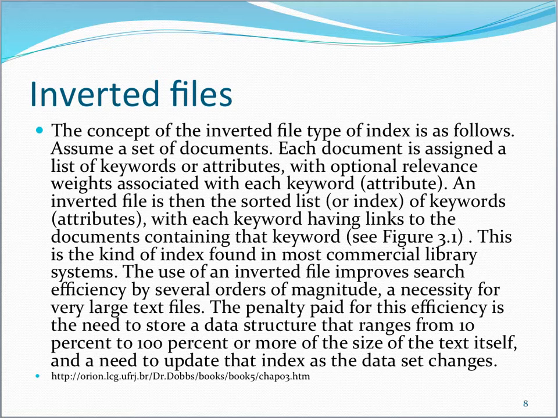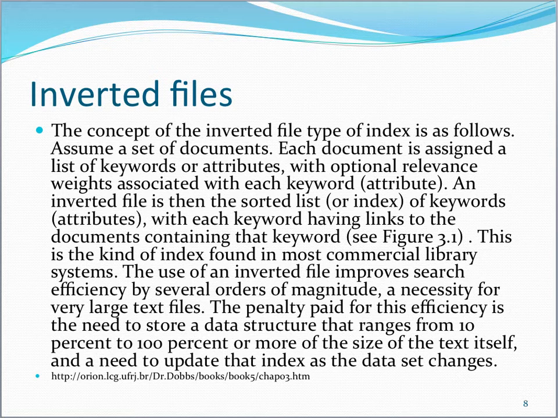assigned. An inverted file is then a sorted index of keywords, with each keyword linking to the document. So we have the document, we assign keywords, but the inverted file looks for the keywords and then retrieves the document. Okay, so it's not really complicated. This is the kind of index found in most commercial library systems. So we assign keywords to a document, and what the inverted file will do is search the keywords, and then it will retrieve the document. That's why it is called an inverted file. And this is what we use in library systems.